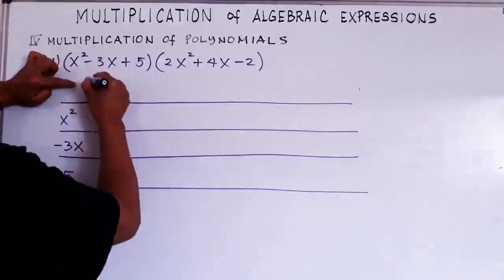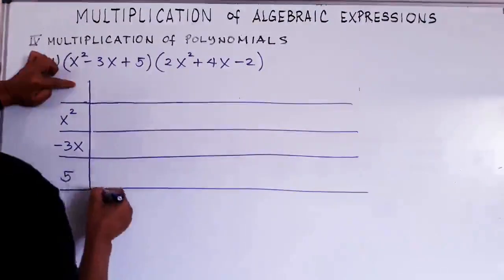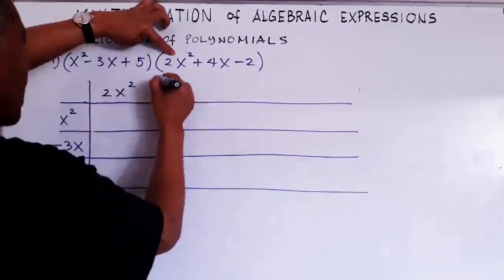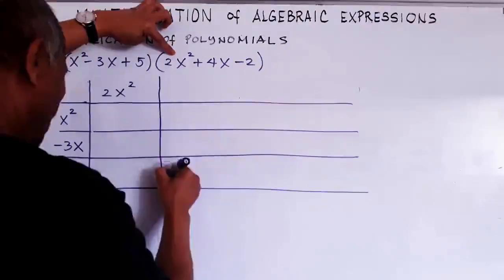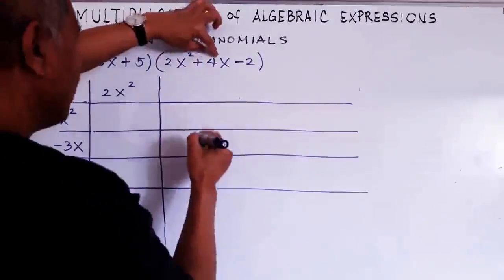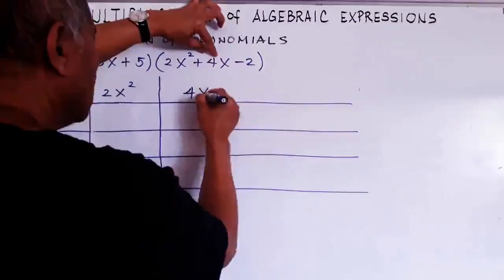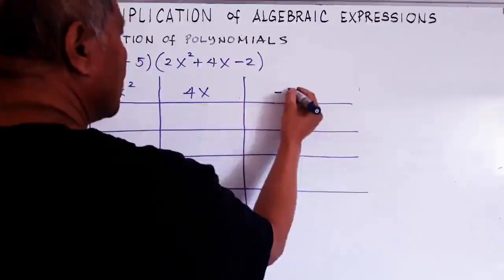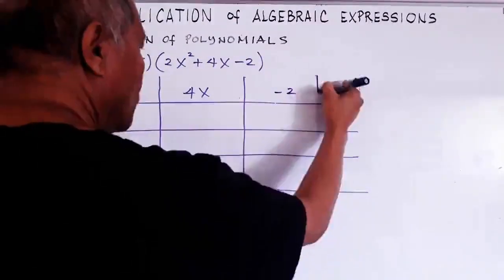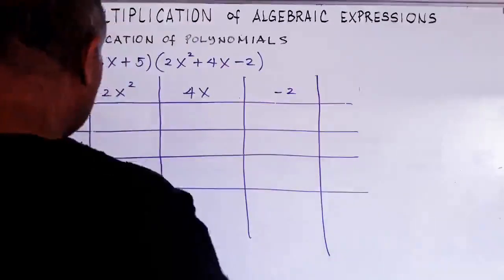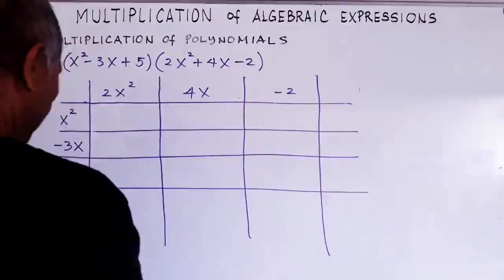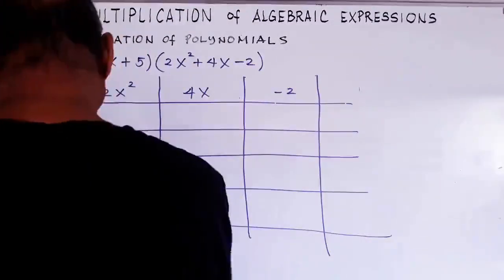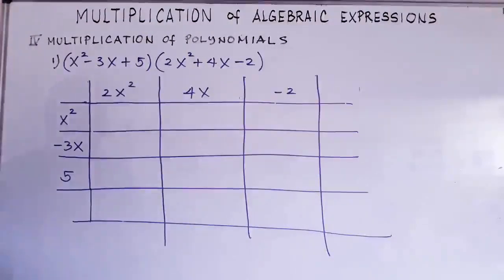Then put here the vertical, first 2x squared, 2x squared. We will just extend here, 4x. Yes, and negative 2. And we're going to extend more here. Extend there. So we have this box here. Okay, let us answer class.